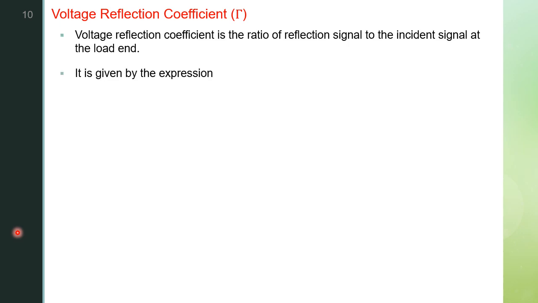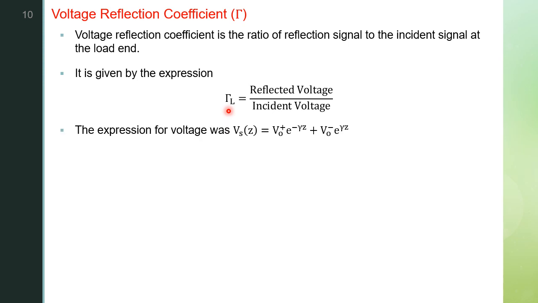So when you consider voltage reflection coefficient, it is a ratio of reflected voltage to incident voltage, and it is represented by capital gamma L, which is the reflection coefficient at the load end. So when you consider the expression for voltage, it was Vs of z equal to V naught plus e raised to minus gamma z plus V naught minus e raised to gamma z.